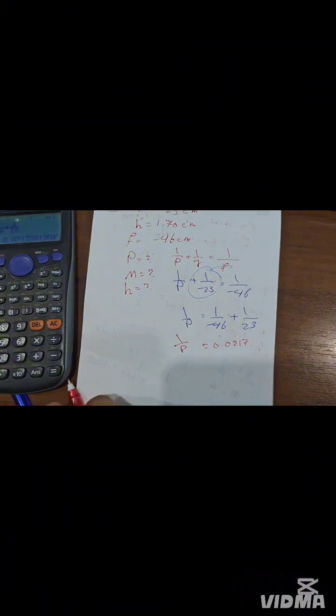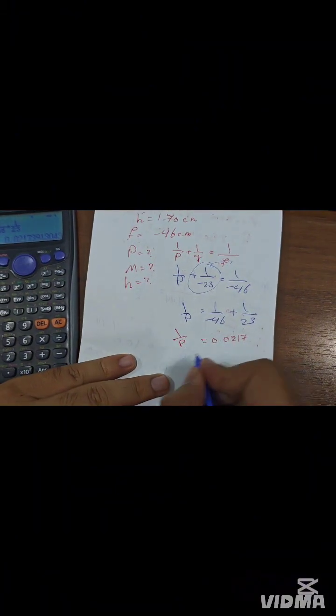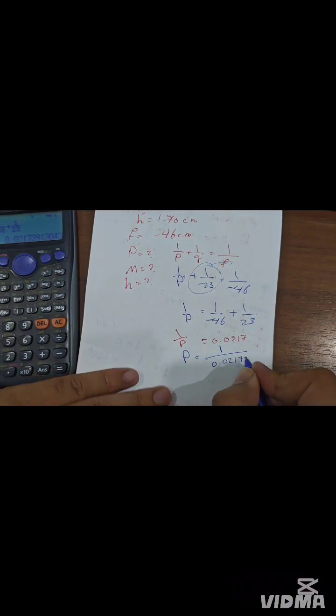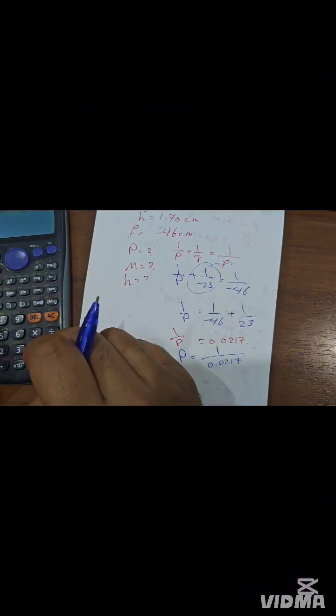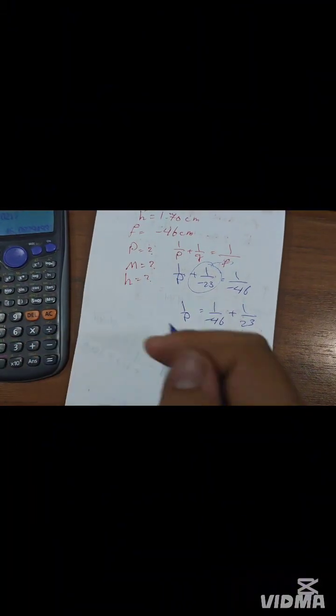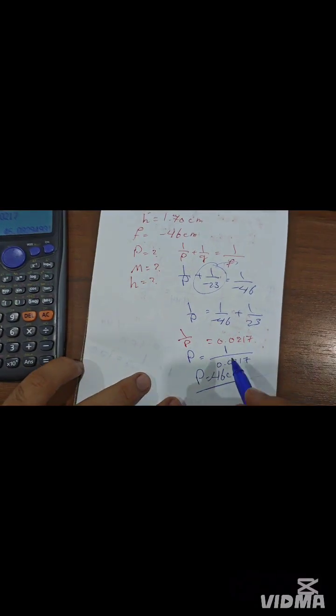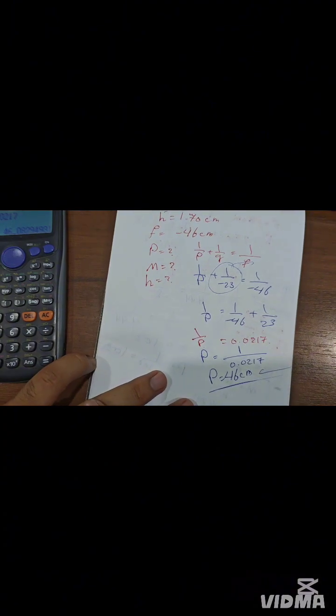But to get the value of the object distance P, as I told you, you have to flip this number, flip the value. P equal to 1 over this result, 0.0217. 1 divided by 0.0217, the answer is 46. So P, the object distance, is 46 centimeter. We found the value of P.